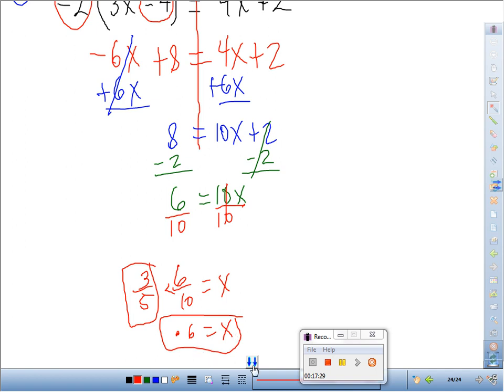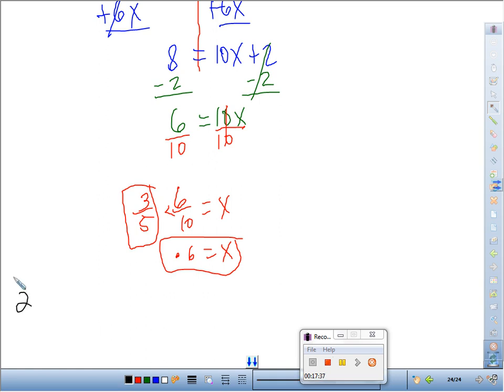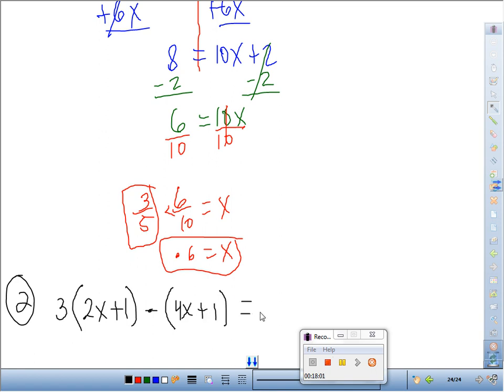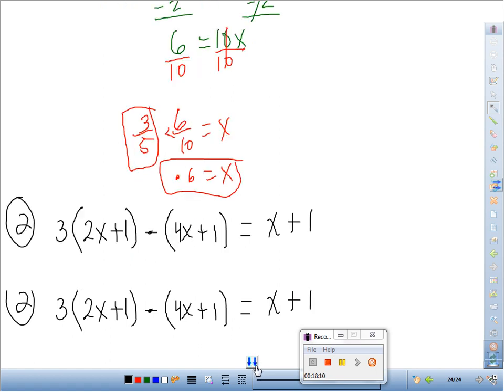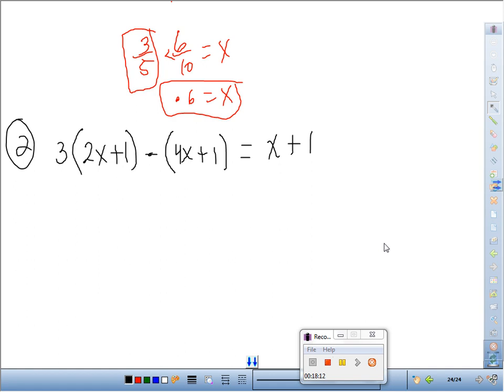Okay, here we go. Let's do another one. Example 2. We got 3, open parentheses, 2x plus 1, close parentheses, minus, open parentheses, 4x plus 1, close parentheses, equals x plus 1. See what you get for that, and then I'll go over the process.